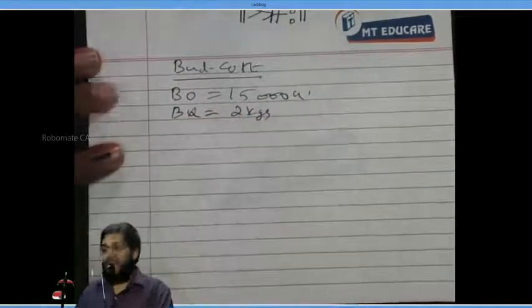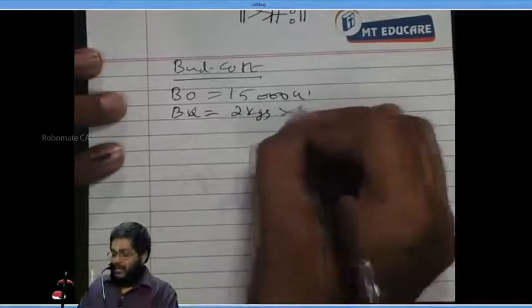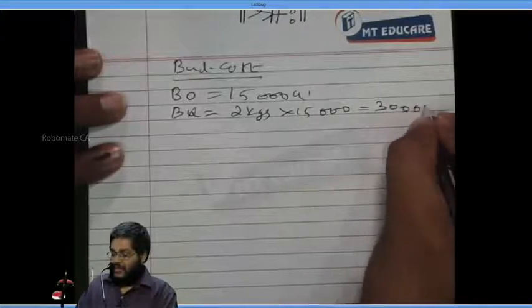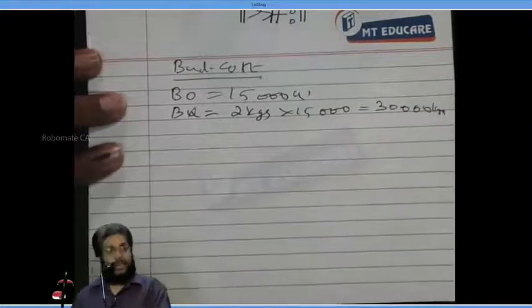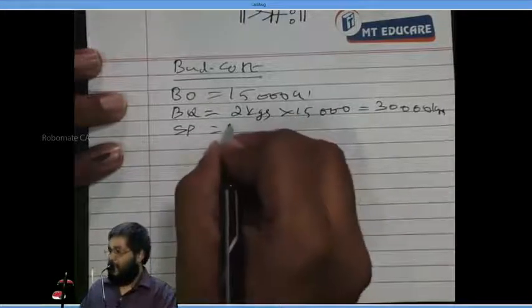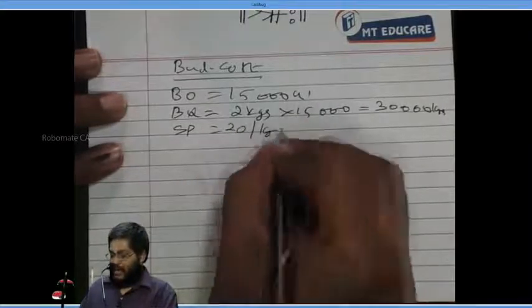The budget is how many kgs? 2 kgs. In the 15,000 units, how many kgs? 30,000 kgs. Yes or no? And the standard price is how much rupees per kg? 20 per kg. Are you following or not?